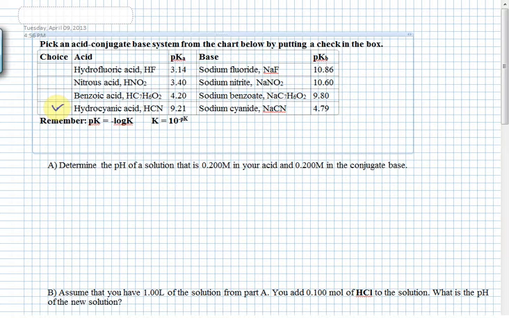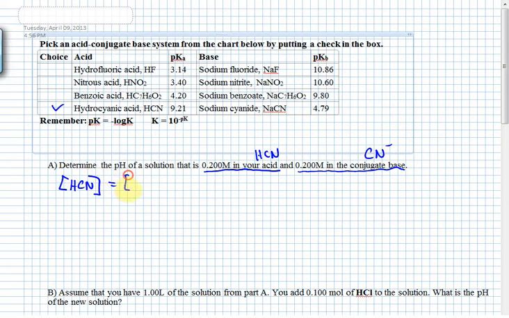So here's the deal. In part A, determine the pH of a solution that is 0.200 molar in the acid, that is HCN in my case, and is 0.200 molar in the conjugate base, that's CN minus. So notice what's new here. I have both the acid and the conjugate base. Both are present at the same concentrations.